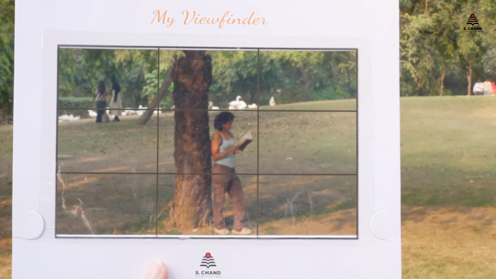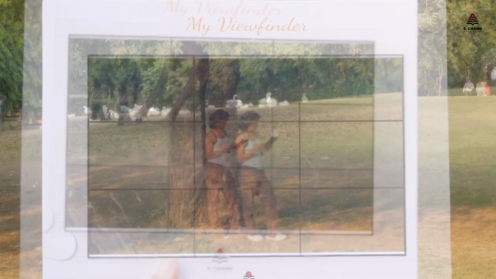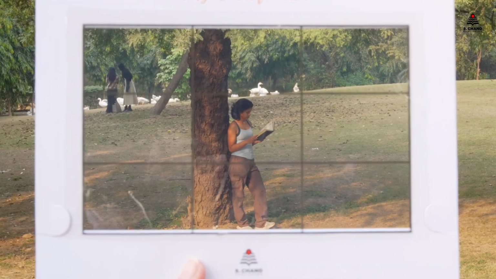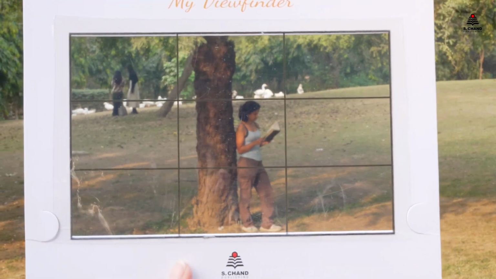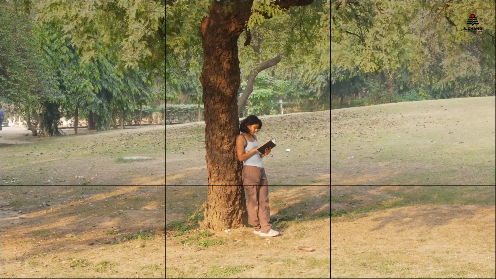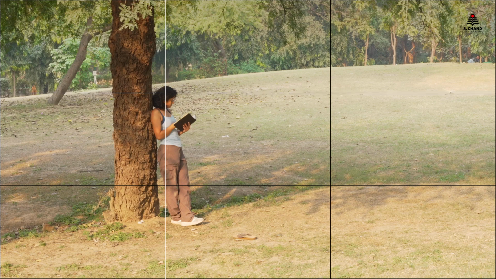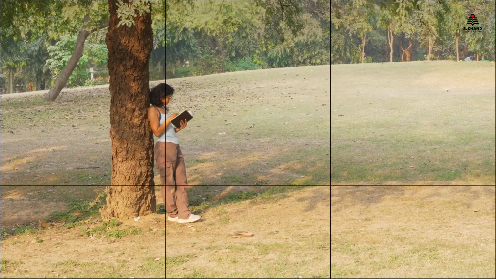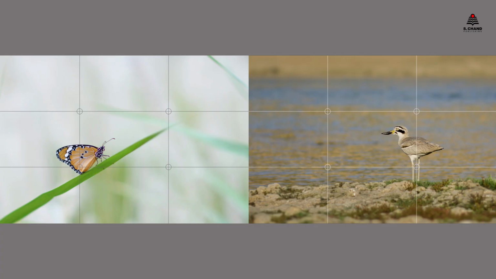Think of your photograph like a tic-tac-toe board. 2 horizontal and 2 vertical lines dividing it into 9 boxes. This is called the rule of thirds. Instead of placing your subject in the middle, try placing it off-center, on one of the lines or where the lines cross. And see how the photograph now feels more lively and interesting. Our eyes enjoy balance and movement. Placing the subject slightly off-center makes the picture more dynamic.